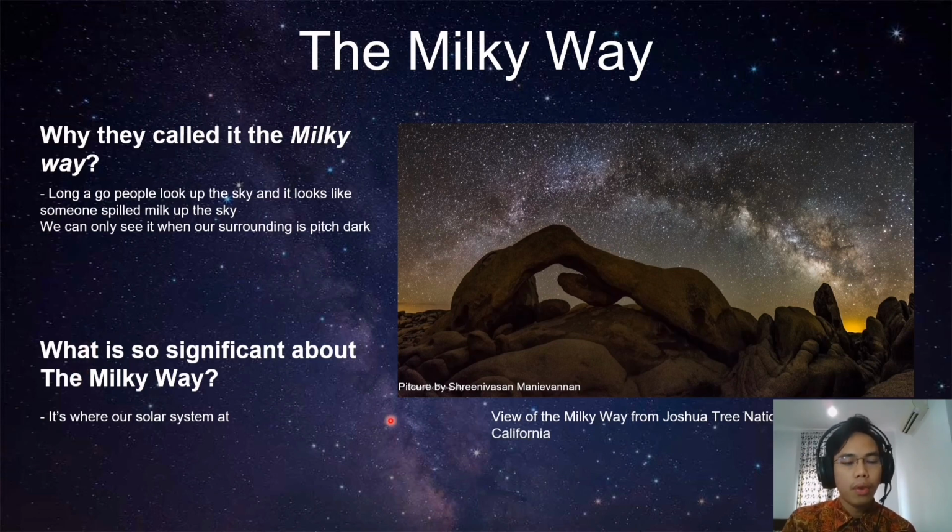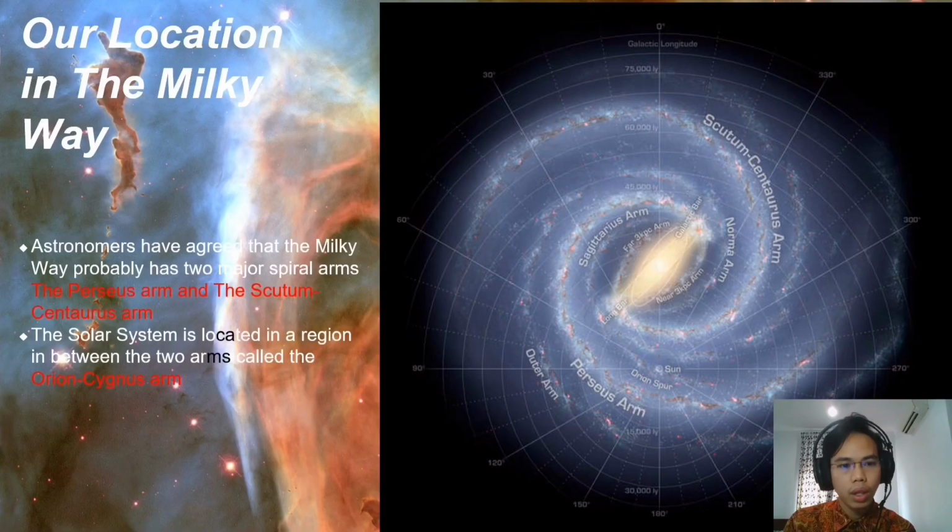What is so significant about the Milky Way? It's where our solar system is. Our solar system is where the Earth is located, along with the Sun, Mars, and the Moon. Astronomers have agreed that the Milky Way probably has two major spiral arms, the Perseus arm right here, and the Scutum-Centaurus arm. The solar system is located between the two arms, in the Orion-Cygnus arm, which is right here. So this is where our solar system is.